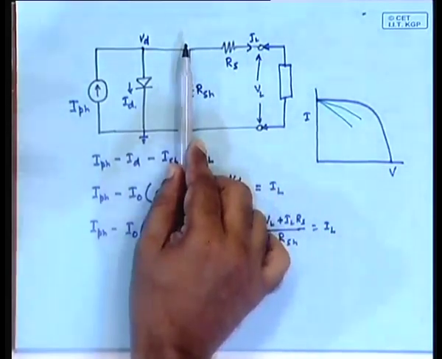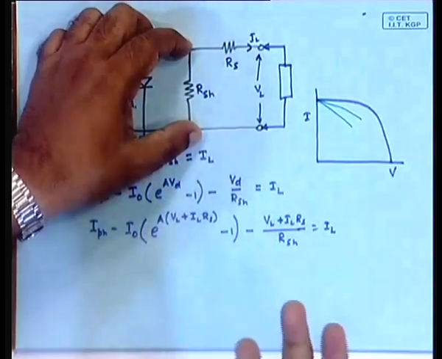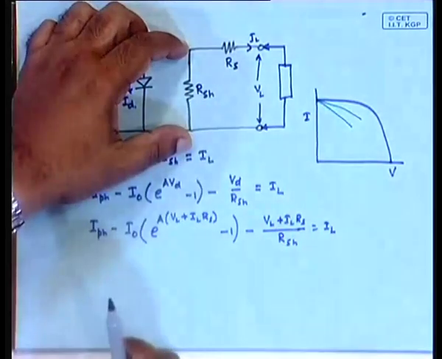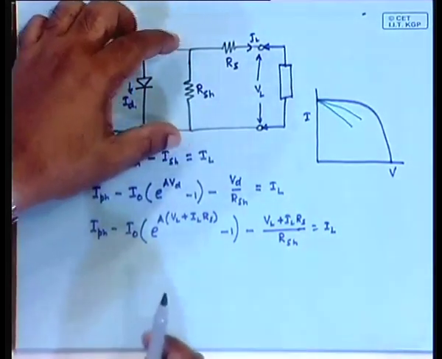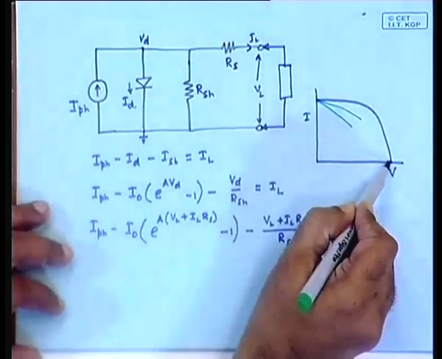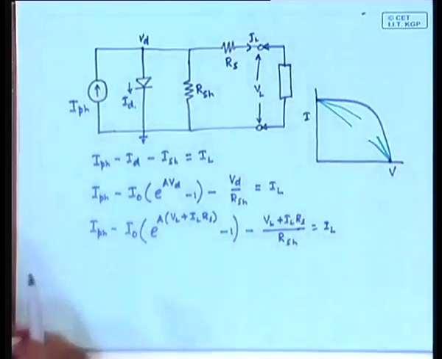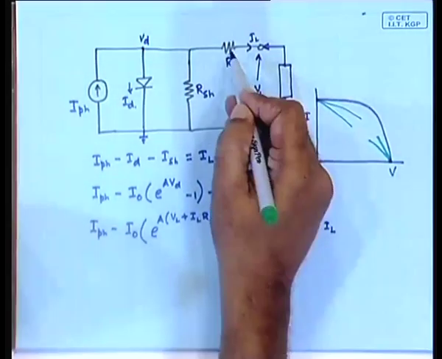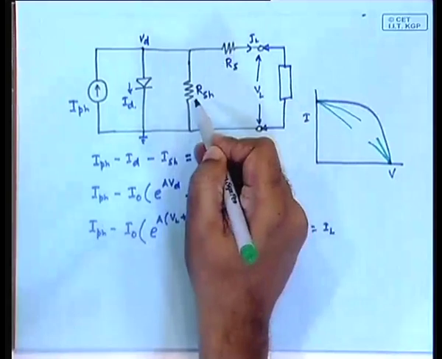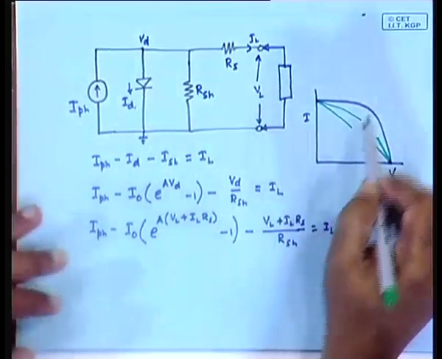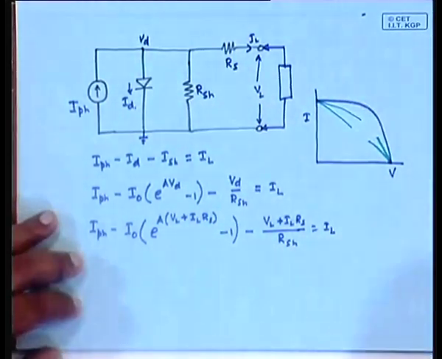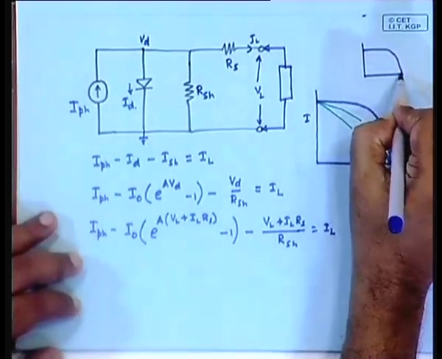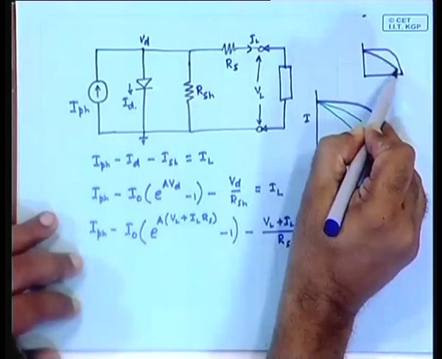RSH will have an effect if this voltage is large, and if this voltage is very small like here, RSH will have very small effect, right. So, the effect of RSH is manifested in this slope. As RS goes up and RSH goes down, the curve that was like this, with a good fill factor, slowly becomes like this.